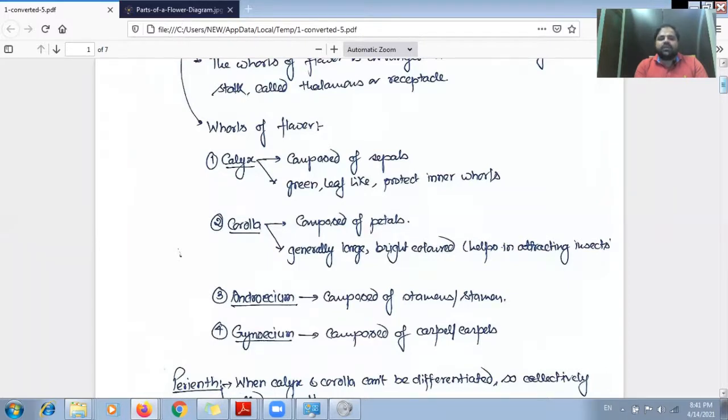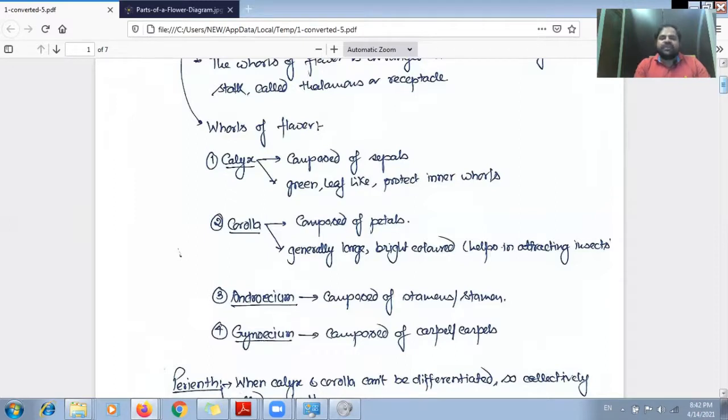The third one is called androecium, and this androecium is considered the male reproductive organ of the flower, and it is composed of stamen or stamens. The innermost or centralmost part of the flower is called gynoecium, and this part is considered the female reproductive organ of the flower, and it is composed of carpel or carpels. Why am I saying carpel and carpels, or stamen and stamens?